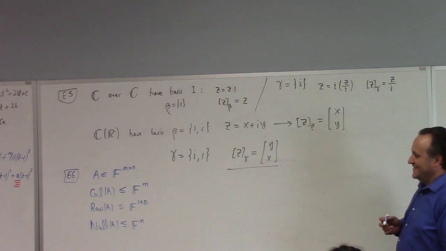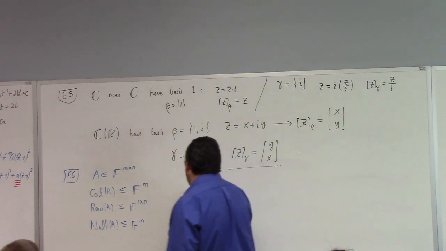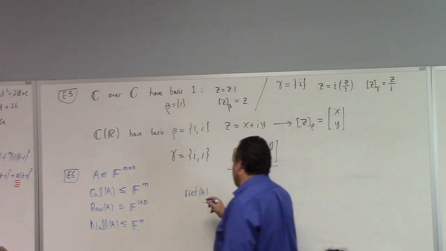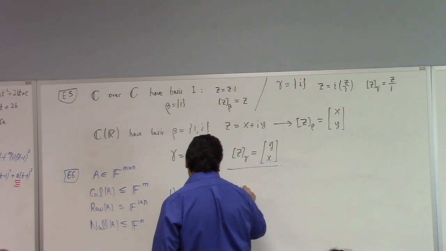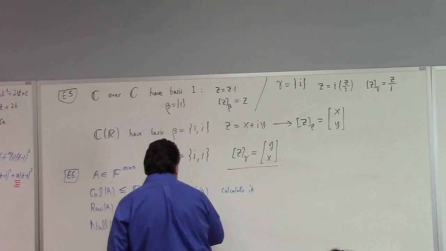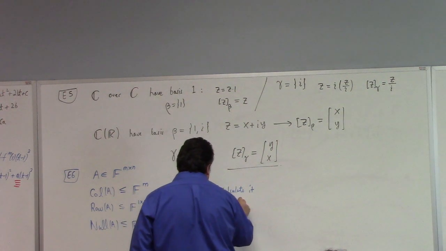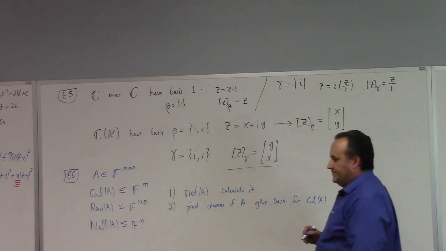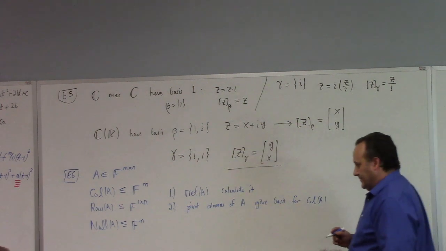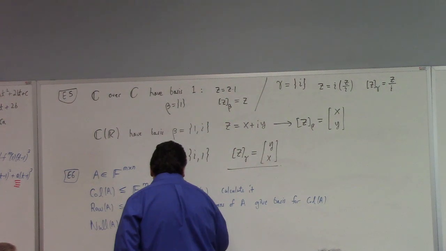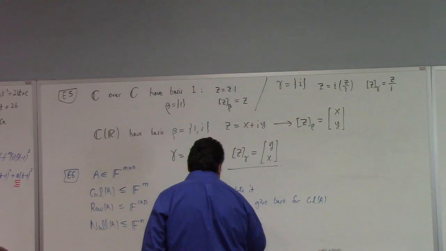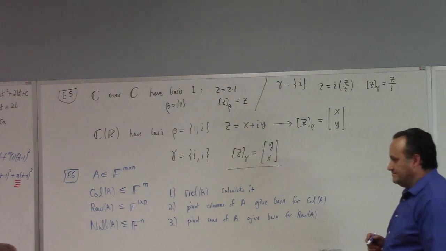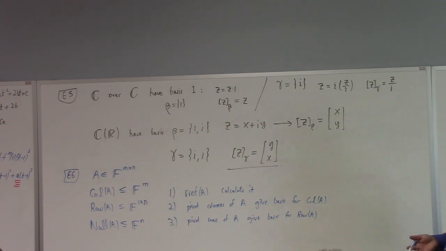All right, so simply put, step one, we calculate the reduced row echelon form of A. And step number 2, the pivot columns of A give a basis for the column space of A. And the pivot rows of A give a basis for the row space of A. And then the null space is a calculation, right?